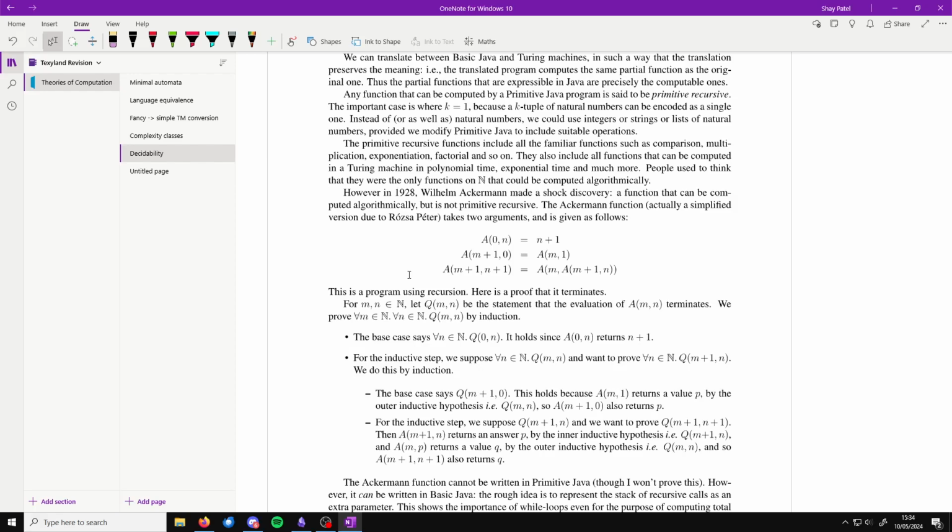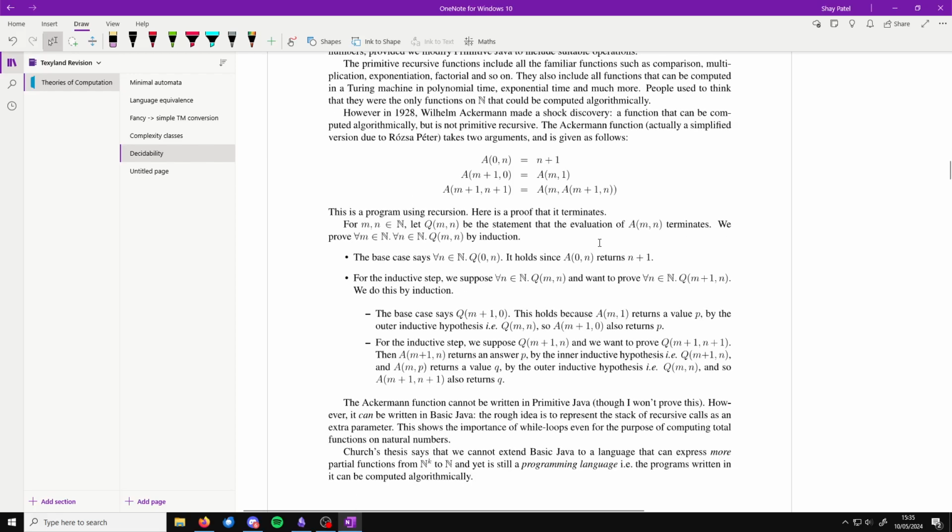I believe so. This was the first function that can be computed algorithmically that isn't primitive recursive. That isn't just some function on natural numbers. So I guess that is why it's quite significant. And so we went through a proof by induction that it terminates.